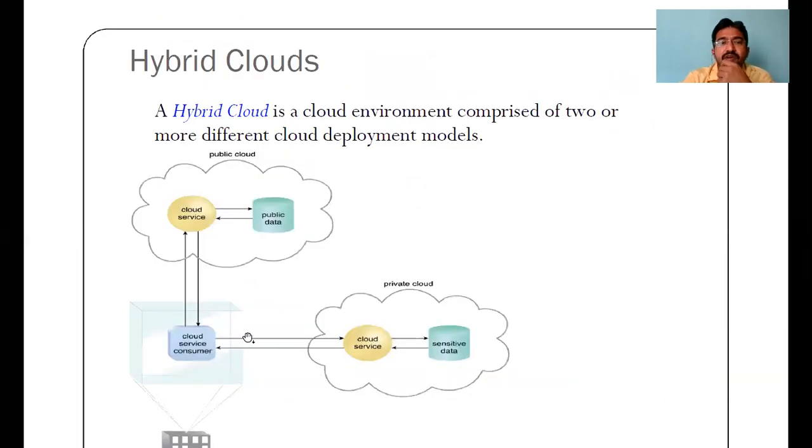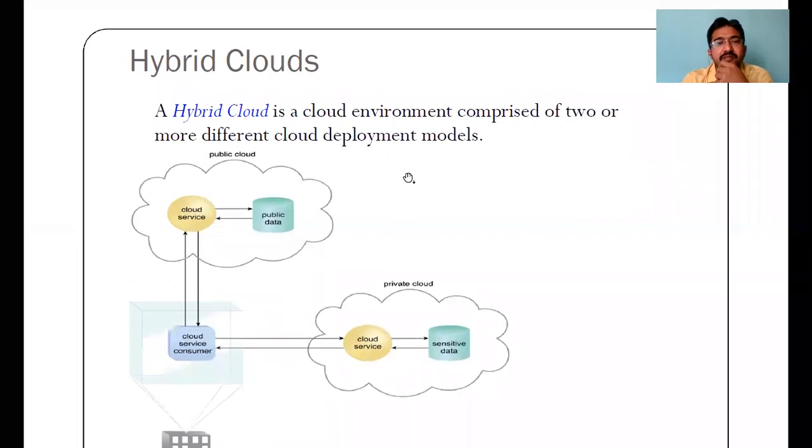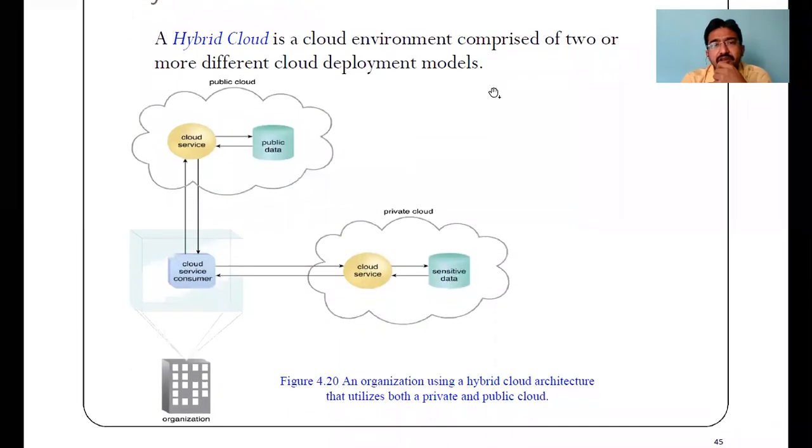Now coming to the fourth one, hybrid. As I said, hybrid means integrating one or more, comprising two or more different cloud deployments. We have just seen public, private, and community, so maybe two or more. See in this figure, a public cloud is there and a private cloud is there. It is based on the consumer. You can access it as a public cloud or as a private cloud. The best example is WhatsApp, where the same user can be a normal user as well as a business user.